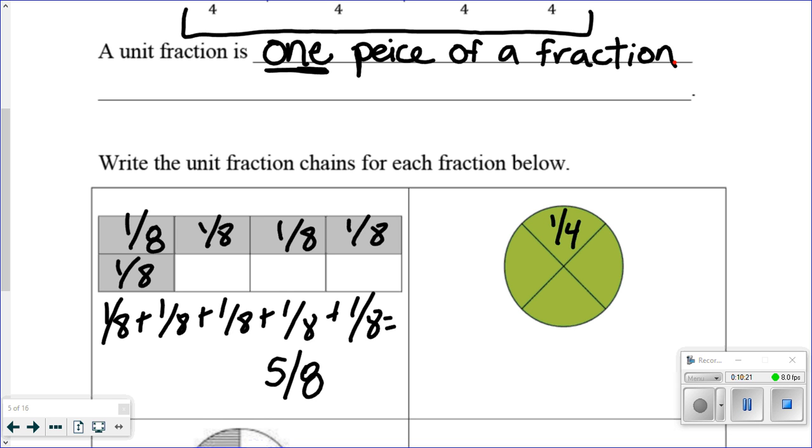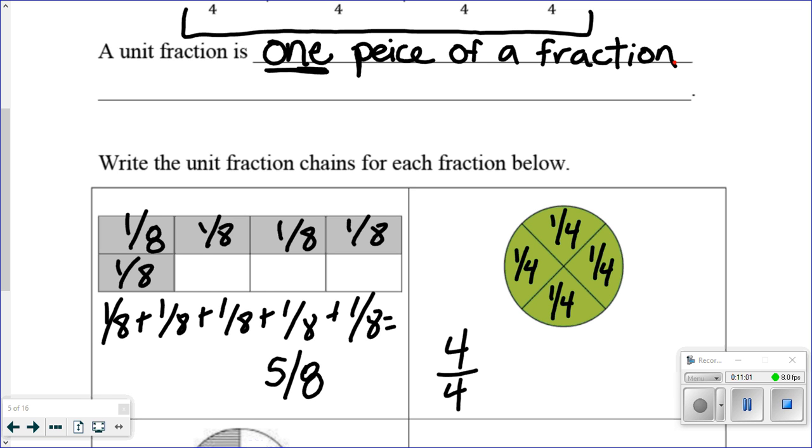What's the name of my other circle piece? 1/4. What about my other circle piece? 1/4. What about my other circle piece? 1/4. Now, these pieces are all shaded. When I count them up, 1/4 plus 1/4 plus 1/4 plus 1/4, what is my total fraction? Gavin, what is my total fraction when I add them all up? The total fraction would be 4/4.